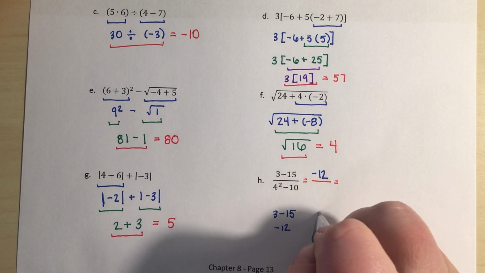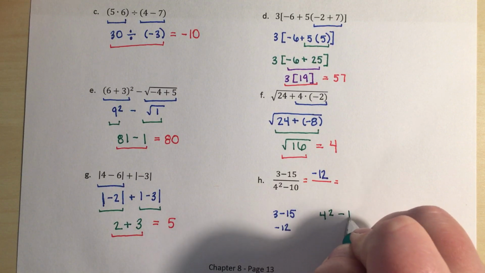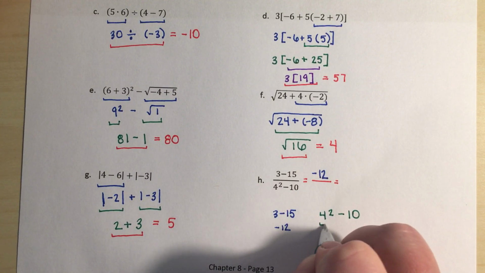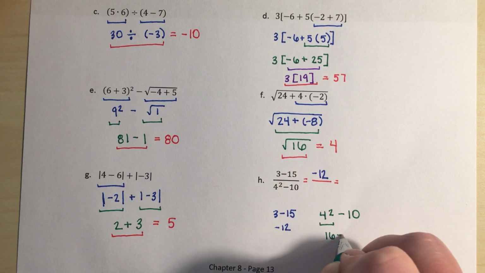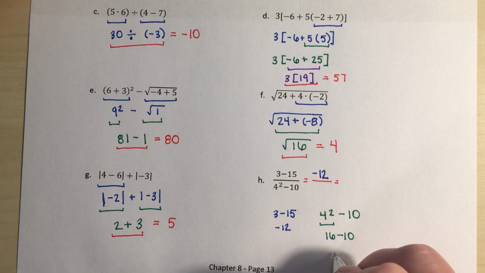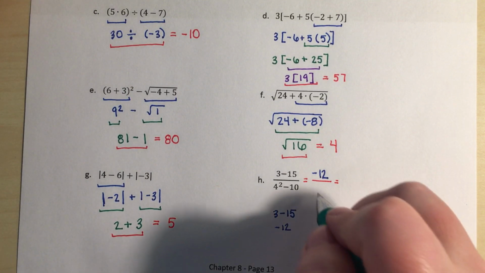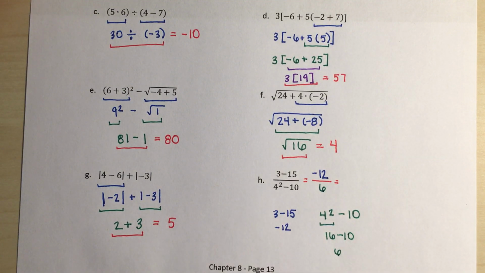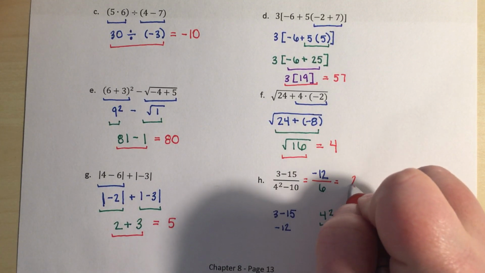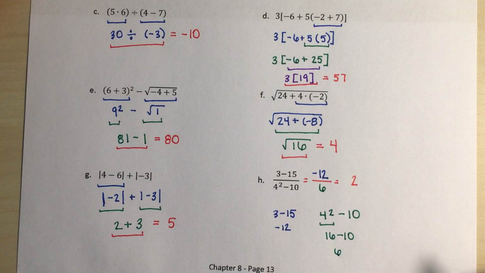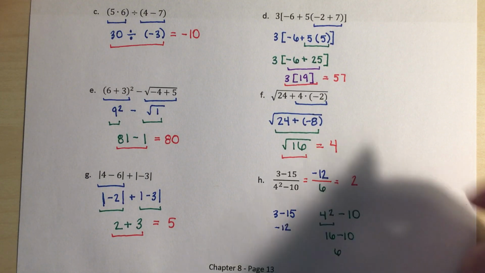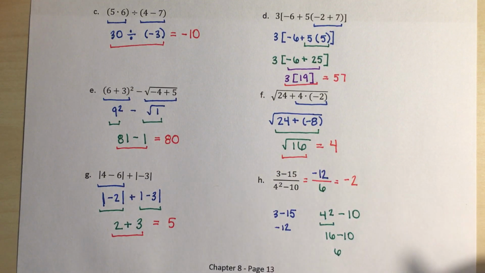Right, then looking at our denominator, 4 squared minus 10. We're going to go ahead and do our exponent first here. 4 squared is 16. 16 minus 10 gives us 6. So we end up with negative 12 divided by 6. We're going to go ahead and divide. 12 divided by 6 is 2. We have one negative sign in our problem. So we have an odd number of negative signs, so we have a negative quotient for our result. So we get a final answer of negative 2 for this one.